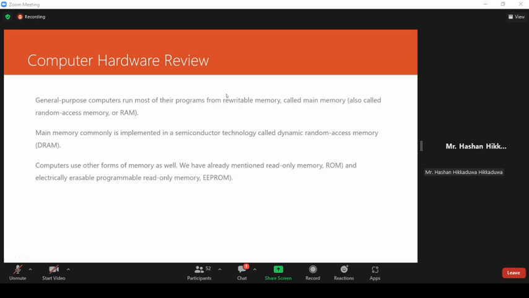Then general purpose computers run most of their programs from rewritable memory called main memory, or we can call it random access memory.